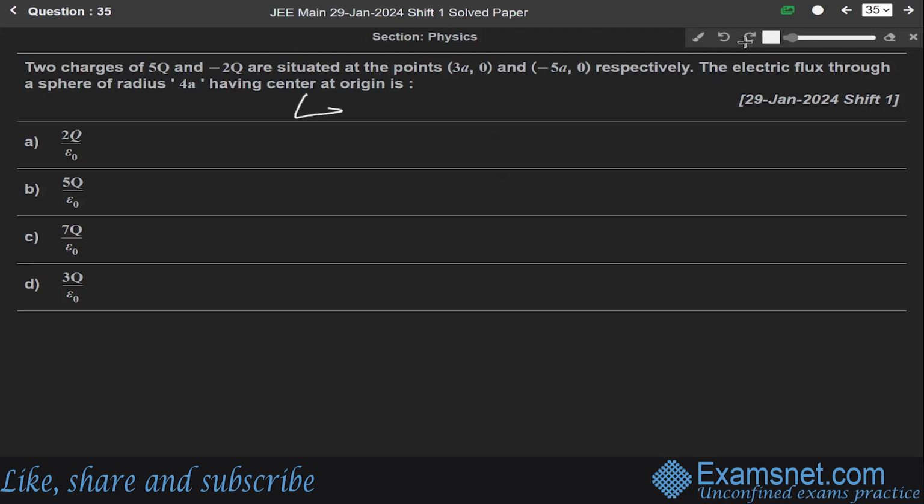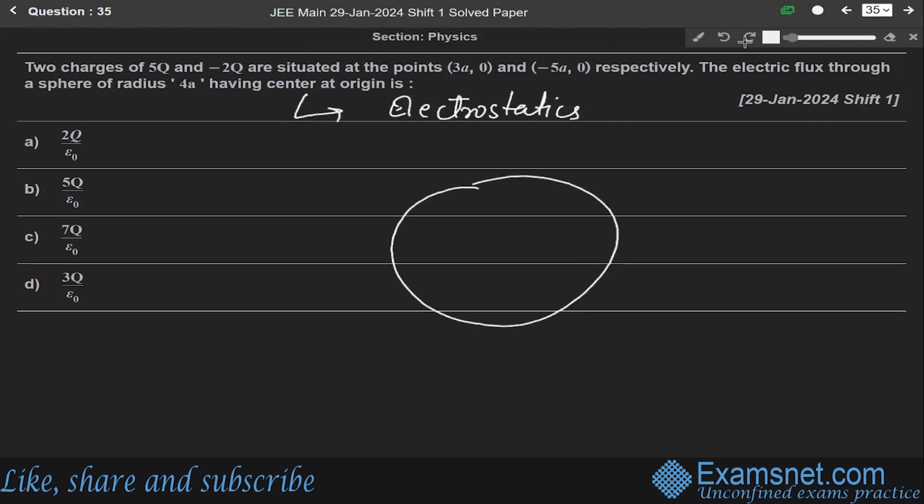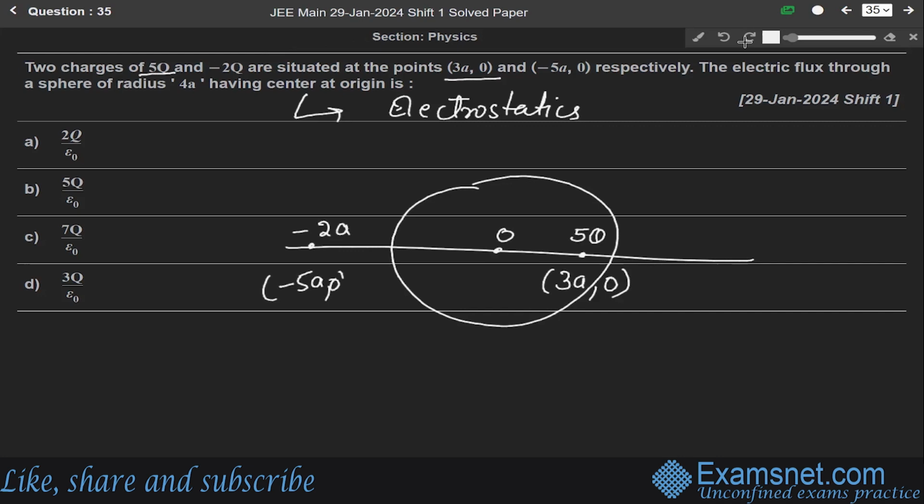This question is from the chapter of electrostatics. According to this question, there is a sphere and two charges 5q and minus 2q are situated, suppose this is the origin point. So the 5q charge is situated at 3a comma 0 and the minus 2q charge is at minus 5a comma 0. And the radius of the sphere is 4a.